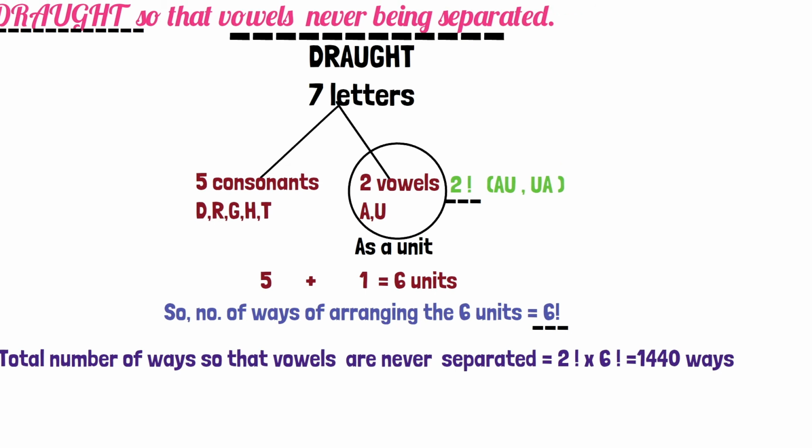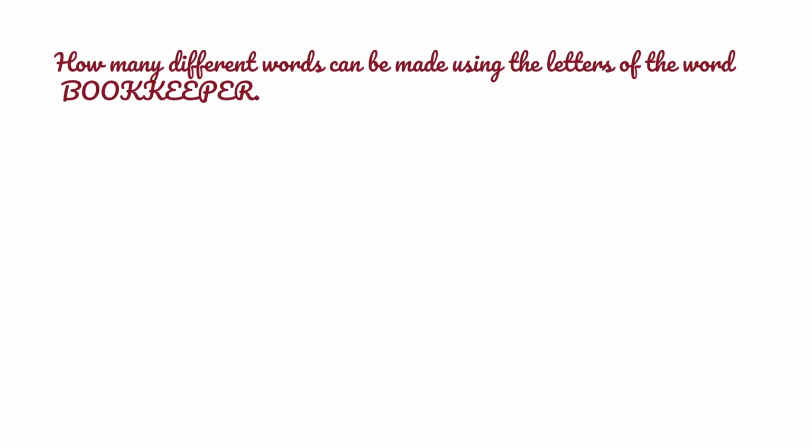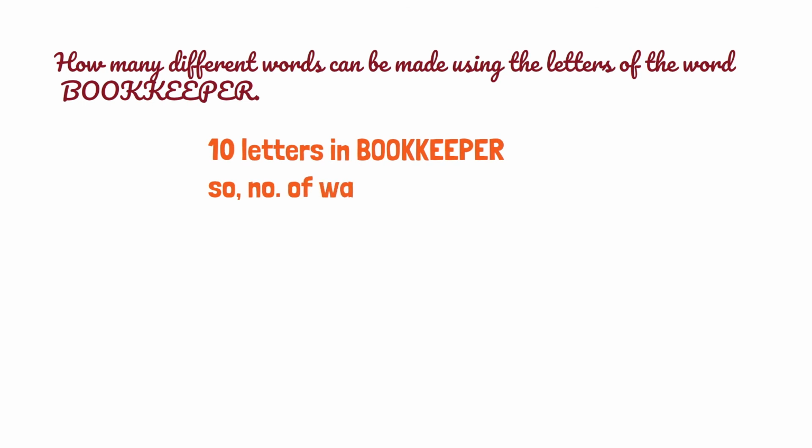Now, move to the tricky question. How many different words can be made using the letters of the word BOOKKEEPER? We know there are 10 letters in BOOKKEEPER. Thus, the answer should be 10 factorial, right? No. If you see, all the letters are not distinct here.